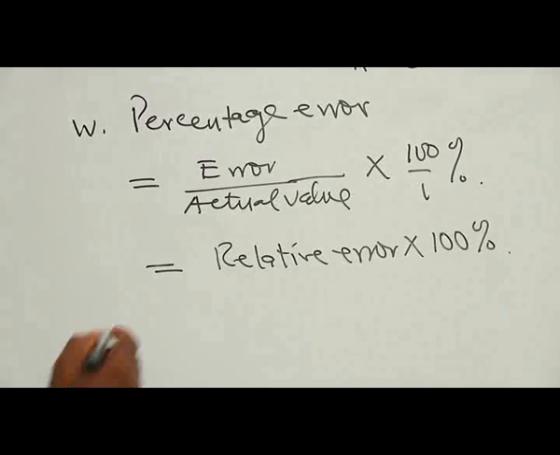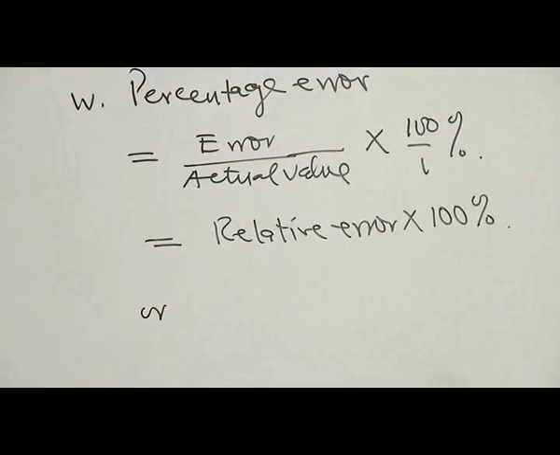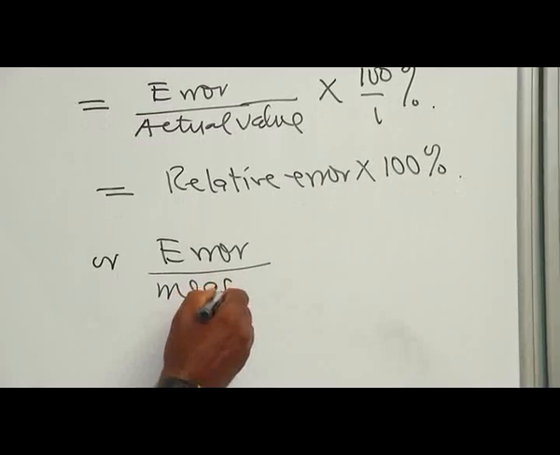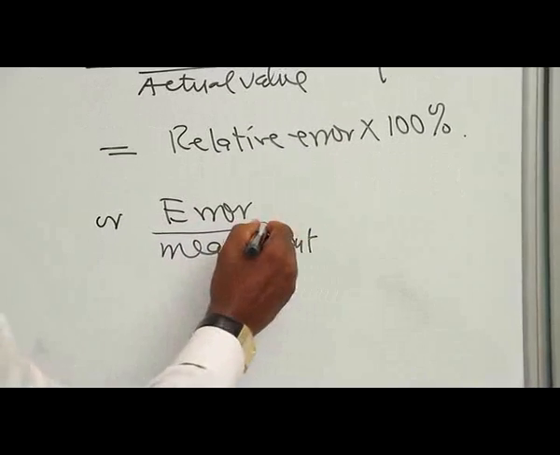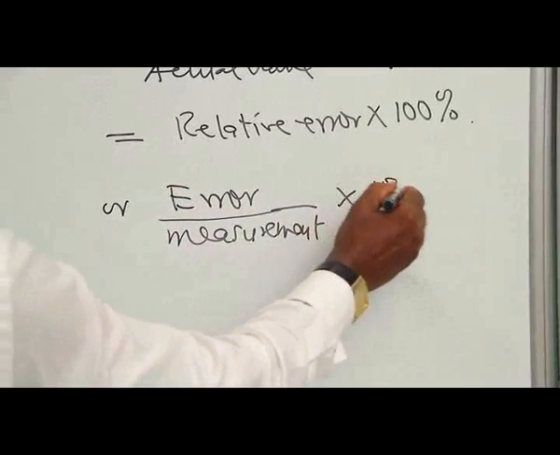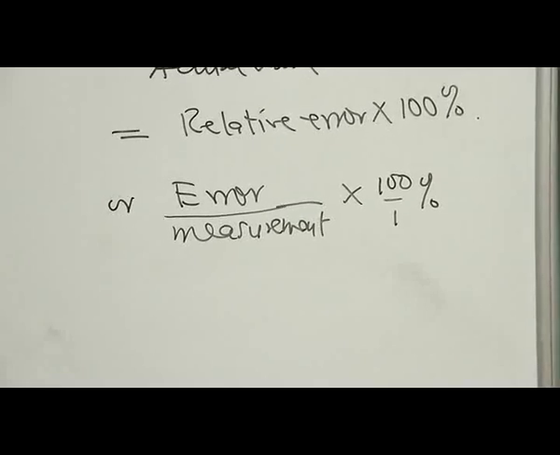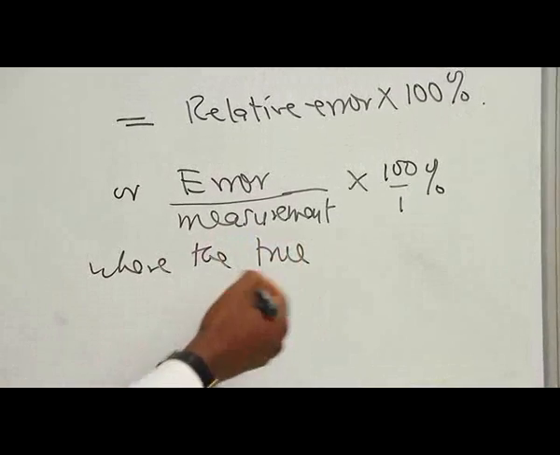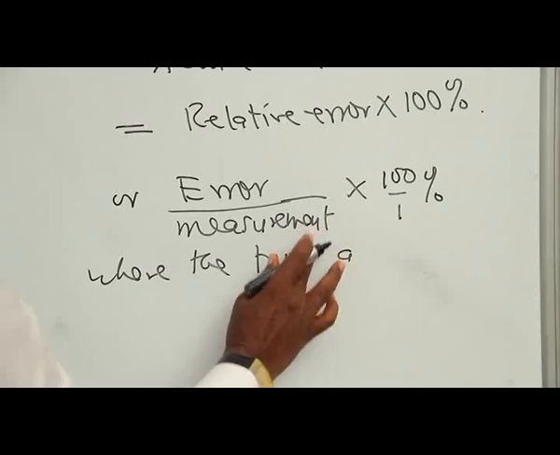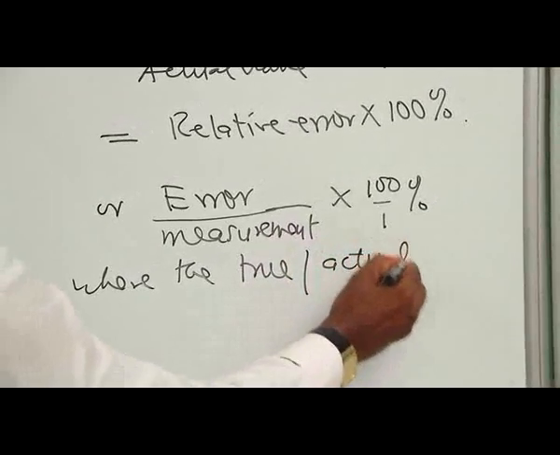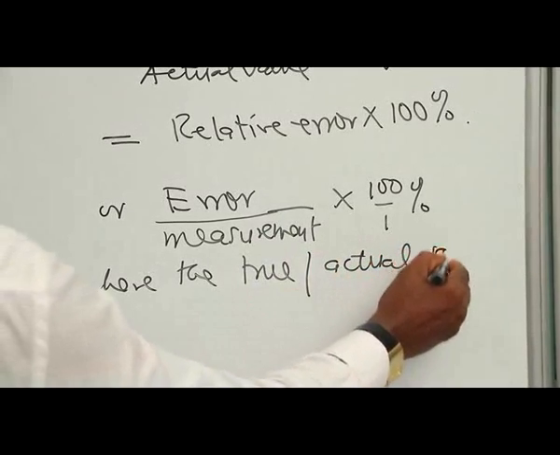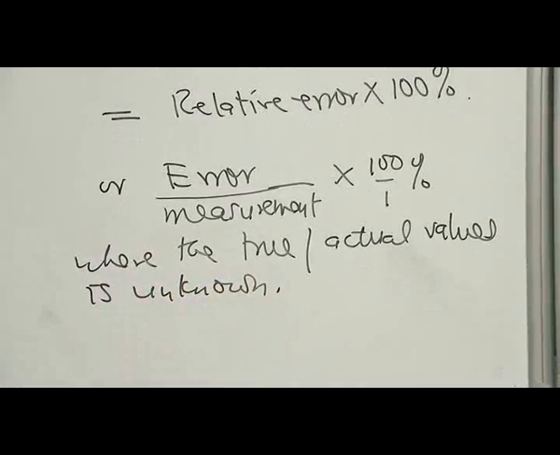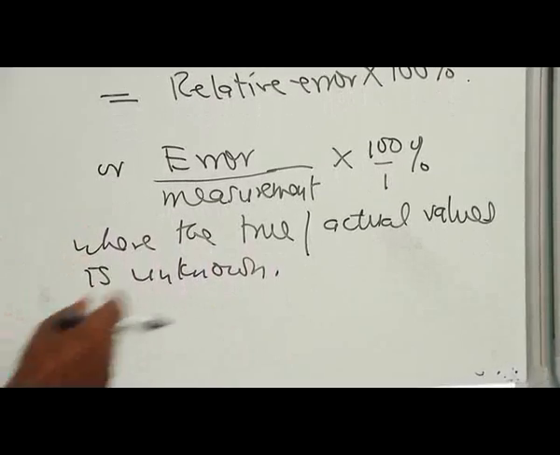Sometimes we have the percentage error to be equal to the error all over the measurement, multiplied again by 100 all over 1%. This happens where the true or actual value is unknown. You don't know the true or actual value and you are told to calculate the percentage error. You will see examples of what I'm talking about shortly.